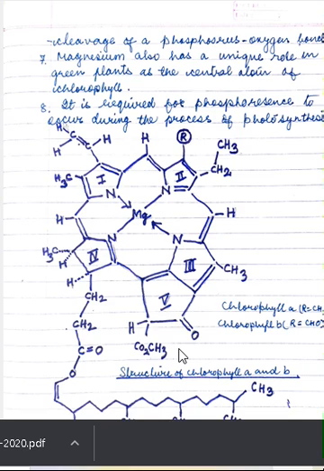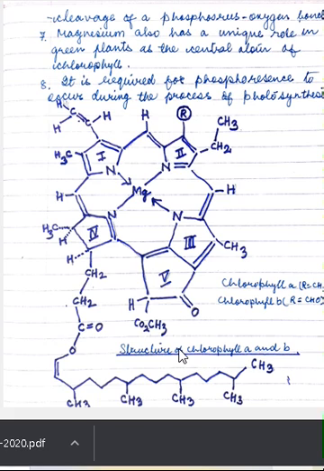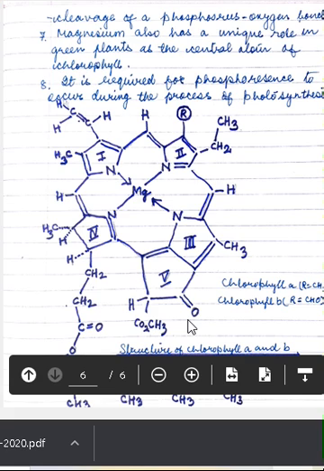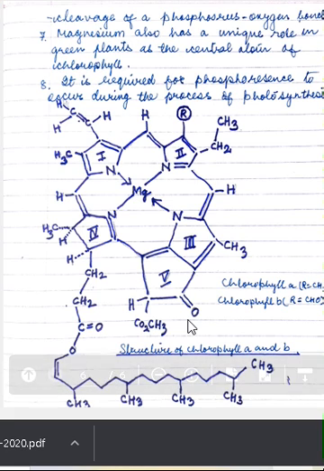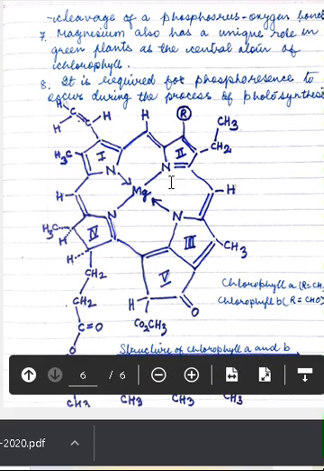Magnesium also has a unique role in green plants as the central atom of chlorophyll. It is required for the phosphorescence to occur during the process of photosynthesis. Now, this diagram shows the structure of chlorophyll. Chlorophyll A has R equal to CH3 and chlorophyll B contains R equal to CHO. So magnesium acquires a central position in the molecule of chlorophyll. That's all. Thank you.